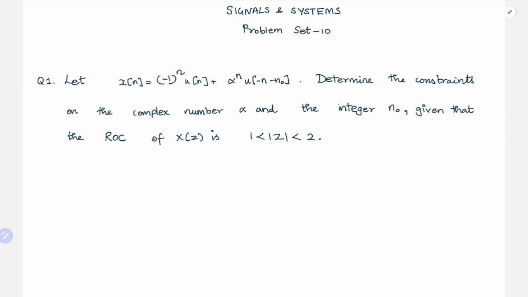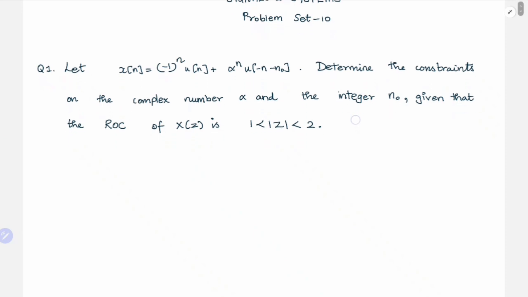So, let's get started. First question: let x of n equal to minus 1 whole power n u of n plus alpha power n u of minus n naught. Determine the constraint on the complex number alpha and the integer n naught, given that the ROC of x of z is 1 less than mod z less than 2.